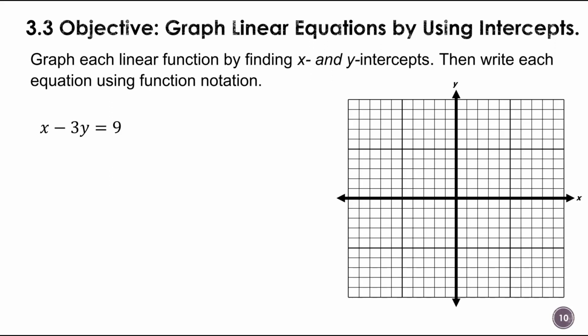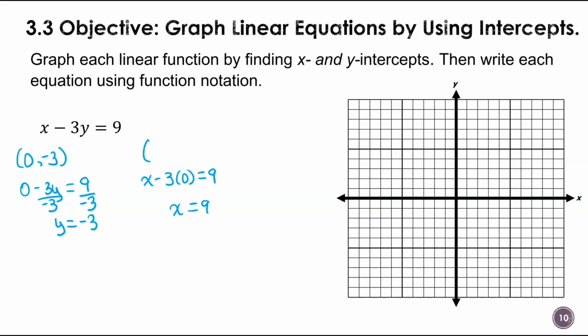All right, so we are going to find x and y intercepts again. So remember, I'm going to put 0 in for x and find my y. And so y equals negative 3. And then I will put 0 in for y. And then x is 9, right? So (9, 0). So there's my y-intercept and my x-intercept. Now I'm going to write this equation in function notation.